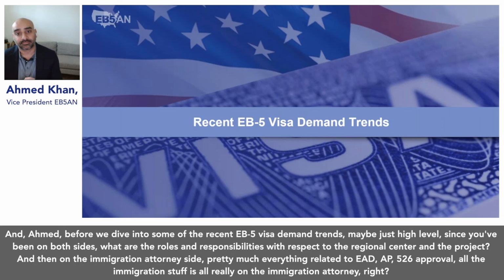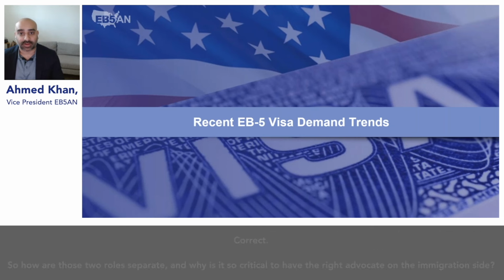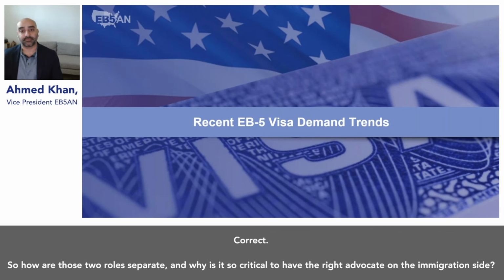And Ahmed, maybe before we dive into some of the recent EB-5 visa demand trends, maybe just high level, and now, since you've been on both sides, what are the roles and responsibilities with respect to the regional center and the project? And then, on the immigration attorney side, pretty much everything related to EAD, AP, 526 approval, all the immigration stuff is really on the immigration attorney, right? Correct. So how are those two roles separate, and why is it so critical to have the right advocate on the immigration side?